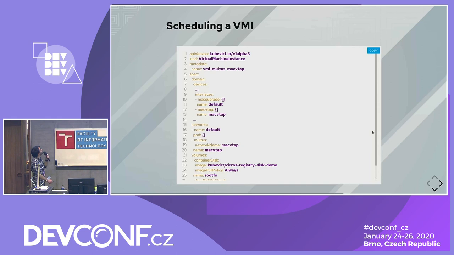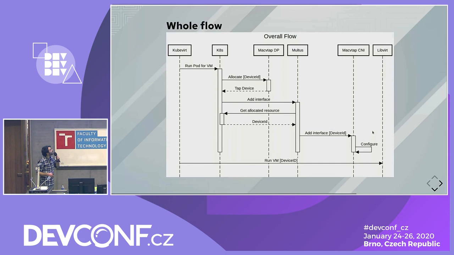This is a flow of how everything more or less works. It's just an overall description between different components. Don't take it literally. I just want to explain different interactions between different components.